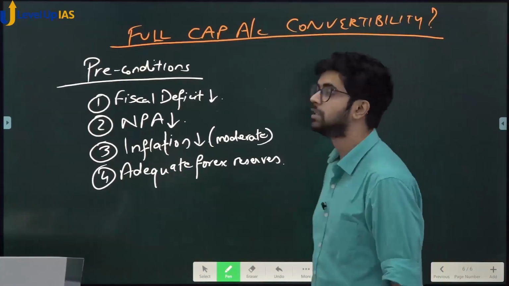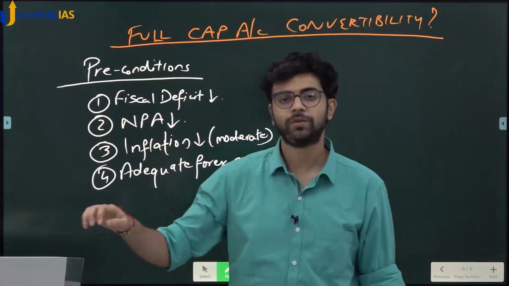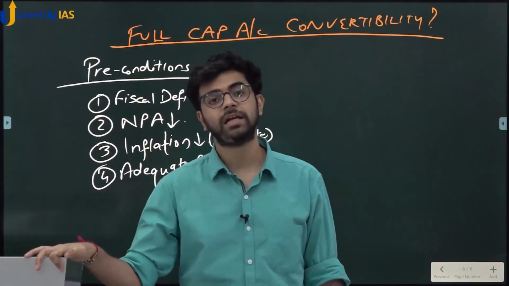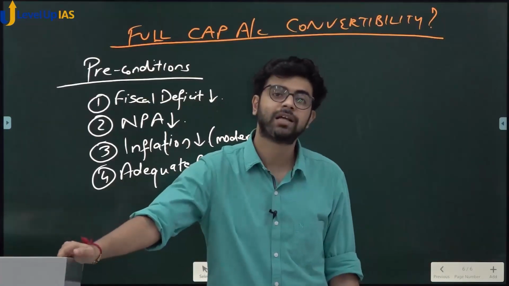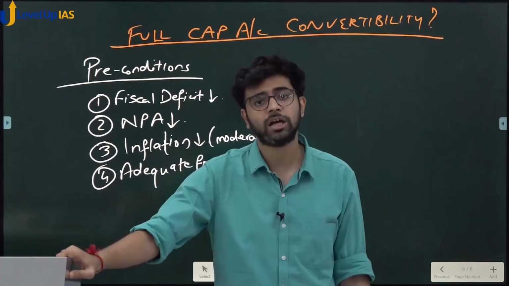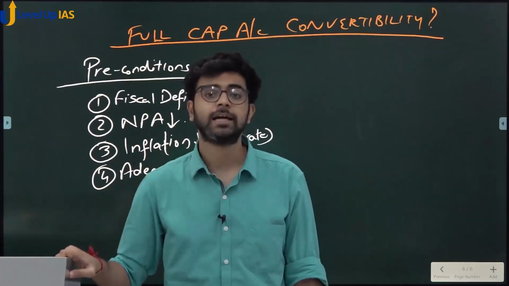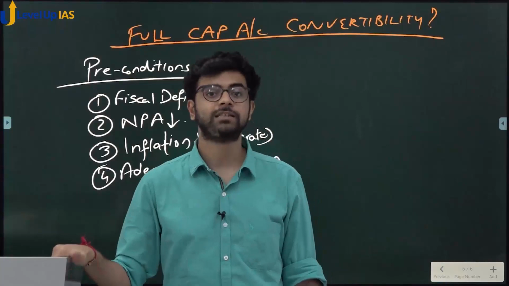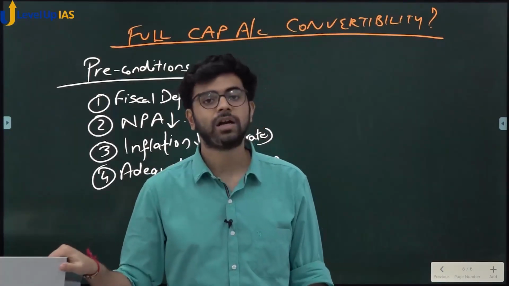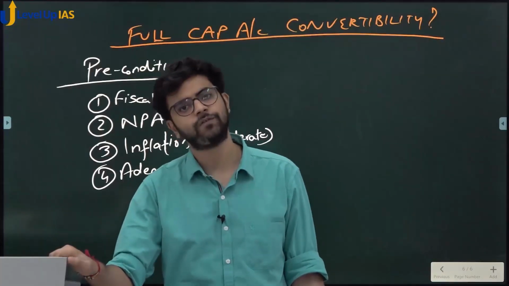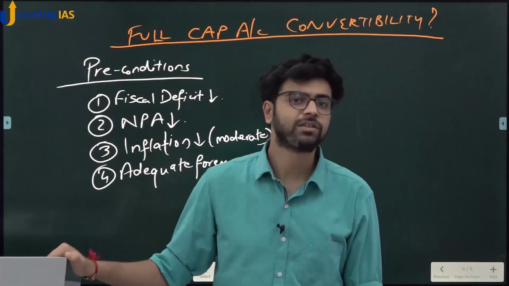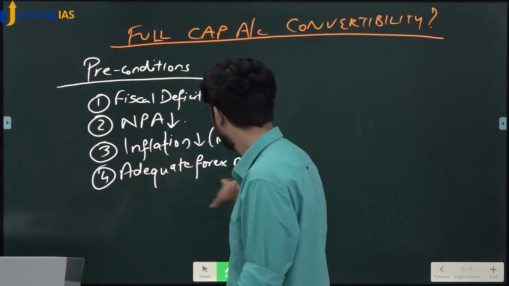Adequate forex reserves. Why are adequate forex reserves required? It shows that whenever India faces any external balance of payment crisis or any external shock, India is a resilient economy. It will not affect the value of currency. It will not lead to revaluing or devaluing the currency. So RBI will not intervene. It is all market based because it has adequate forex reserves. RBI is able to fight off the external shock. So it is a resilient economy, which is a good economy.